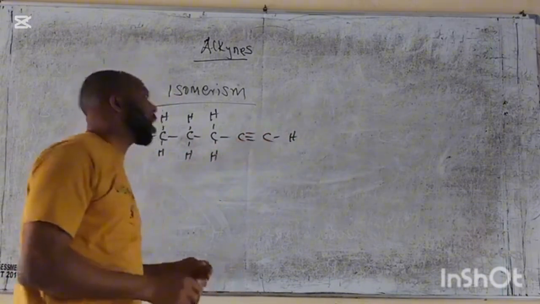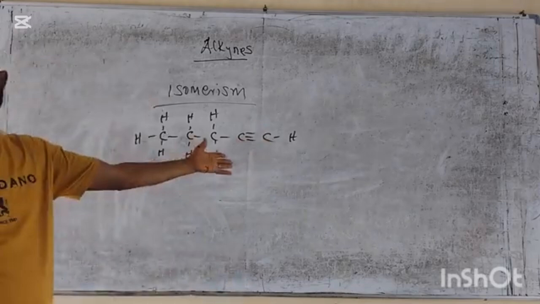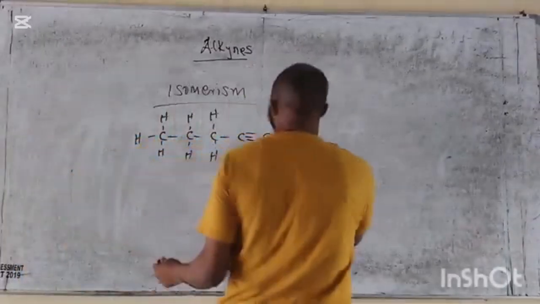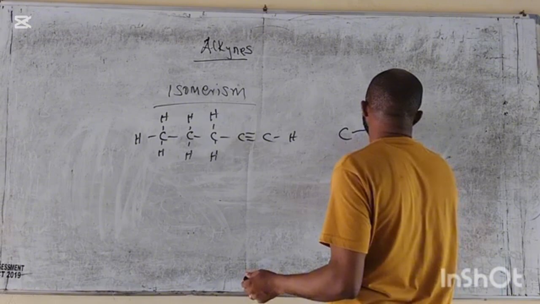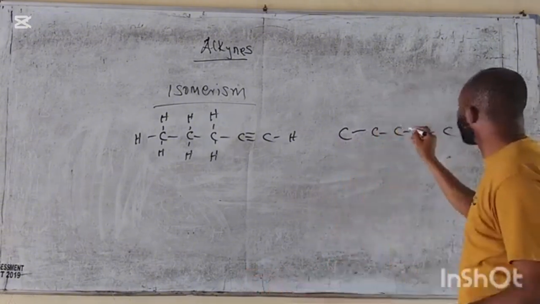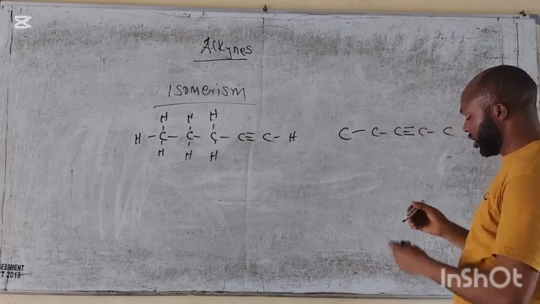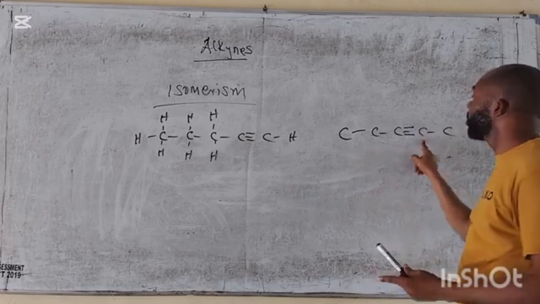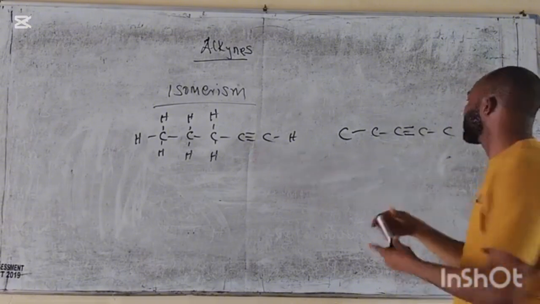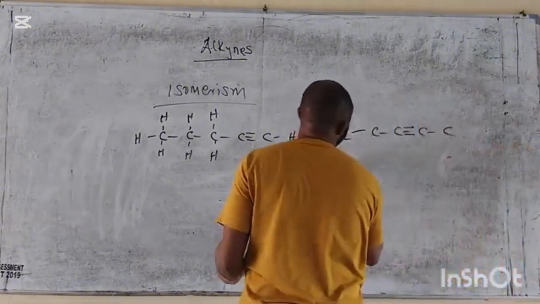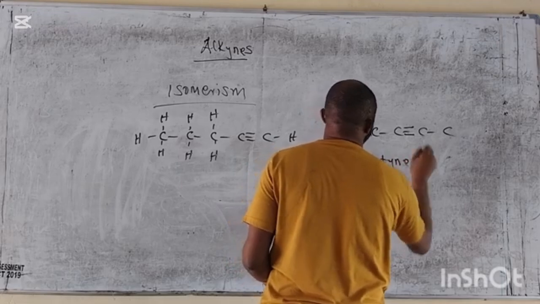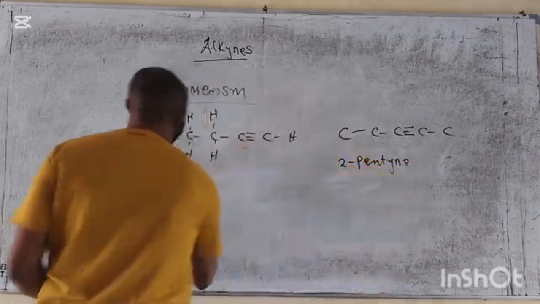Let us see how many isomers can exist here. How many can we get out of here? So the next one here, I will have 1, 2, 3, 4, 5. If I put the triple bond here, this becomes 2-pentyne. It is an isomer of this one. So let me call it 2-pentyne. I can get another one.